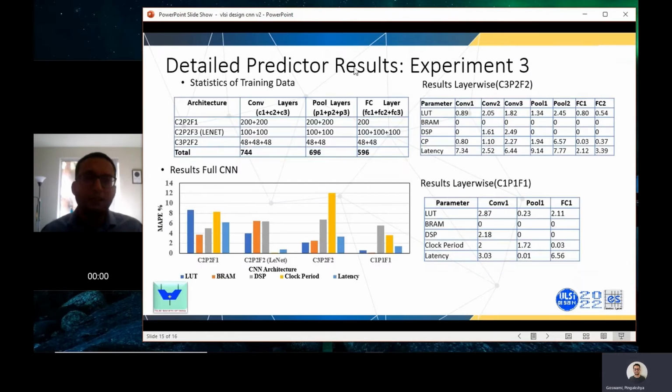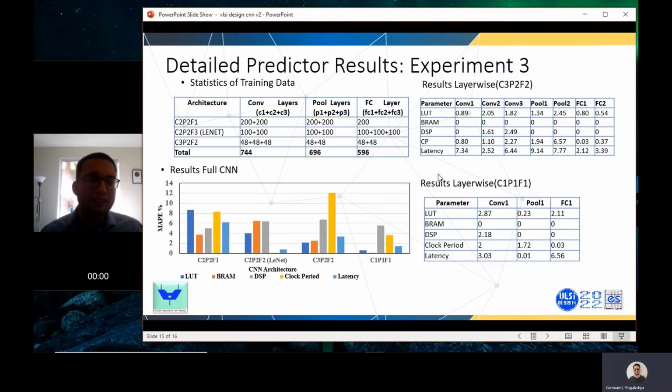In the third experiment, where we trained and tested on multiple CNN architectures, the first table shows the characteristics of the training dataset. We tested on 2 different architectures, one containing 3 convolution layers, 2 pooling layers, and 2 FC layers, and the second consisting of 1 convolution layer, 1 pooling layer, and 1 FC layer. Our layer-wise prediction error is almost close to 0% for DSP and block RAM, and less than 6% for the rest, for both C3, P2, F2, and C1, P1, F1.